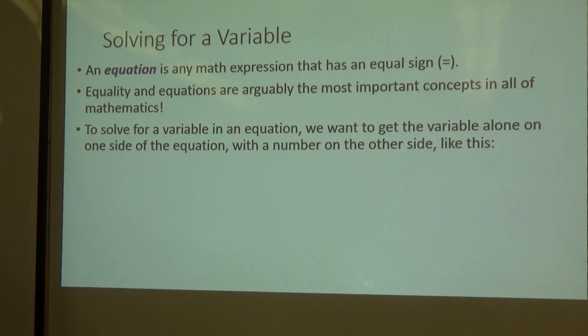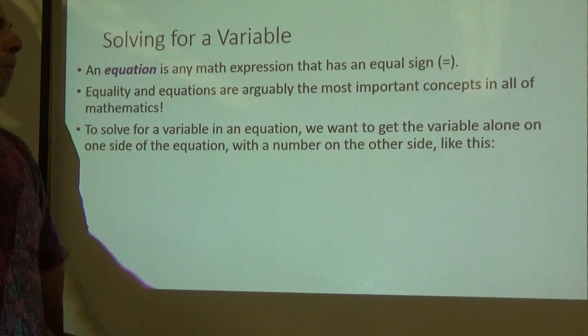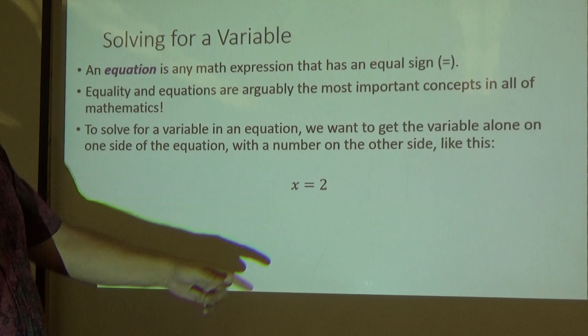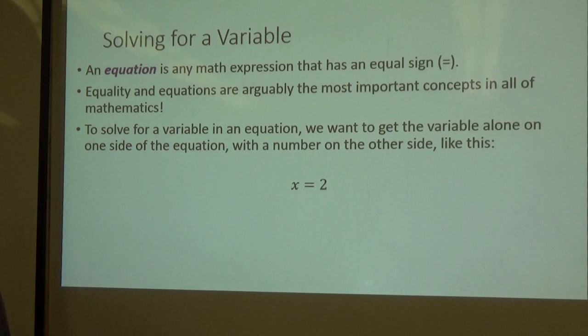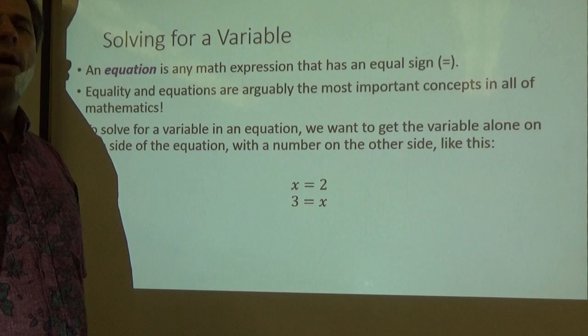We can look at equations and we can solve for variables. To solve for a variable in an equation, we want to get the variable alone on one side of the equation with a number on the other side, like this. The variable's alone on one side, and then there's a number on the other side, which tells us that x equals 2.